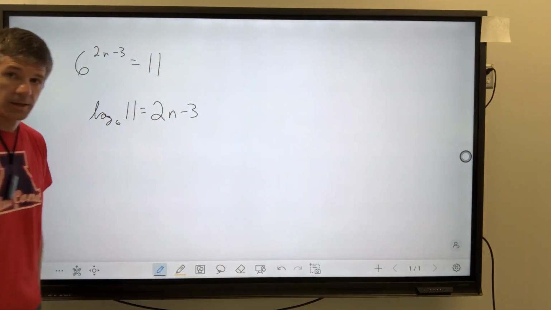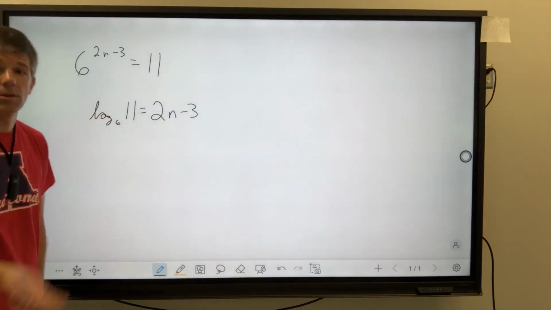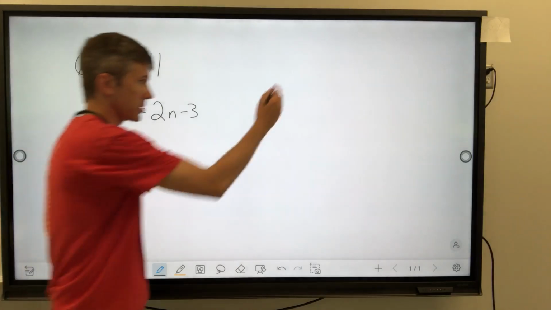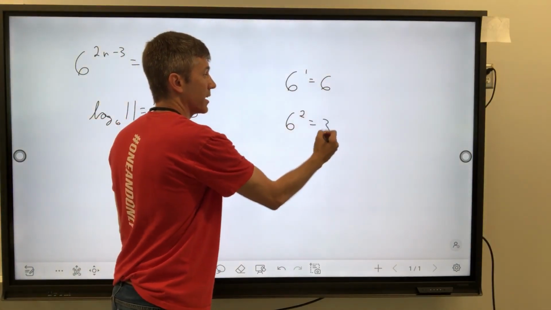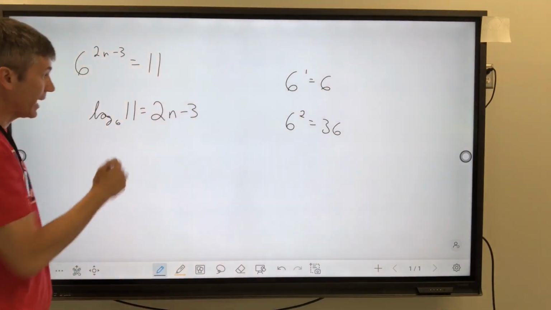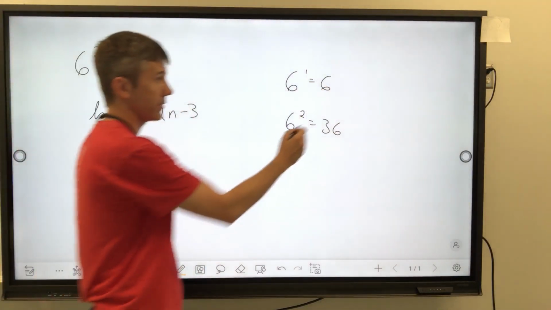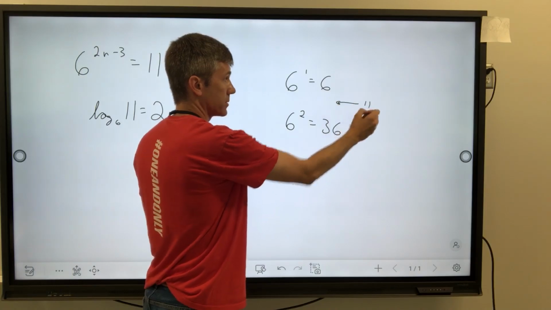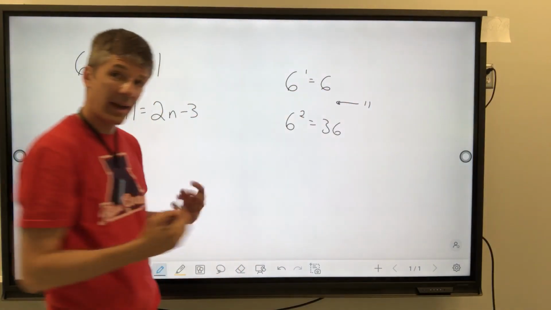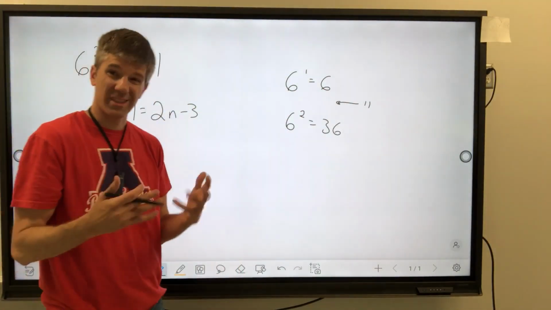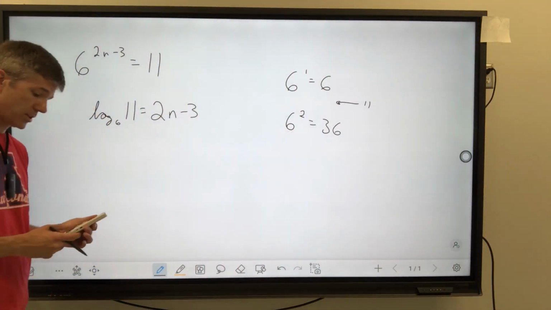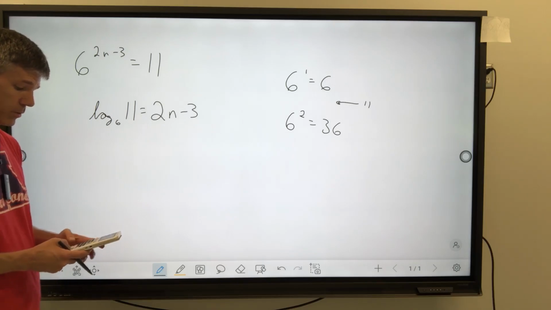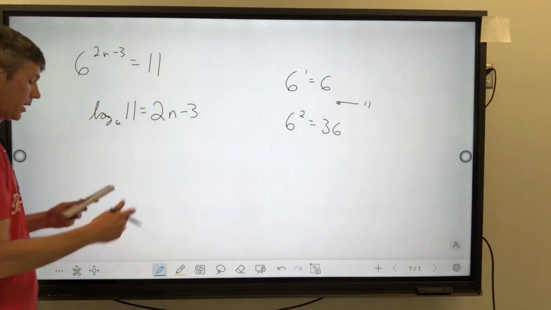Equals 2n minus 3. Now, I don't know what this is, and you don't know what this is. Just to be clear, 6 to the 1 is 6. 6 to the 2 is 36. And so I need it to be an 11. Well, 11 is somewhere in between 6 and 36. So my exponent is somewhere between 1 and 2. It's a decimal. So we're going to have to figure it out. Use technology. Unless you can somehow do this in your head, there are very few people on the planet that can. I am not one of them.